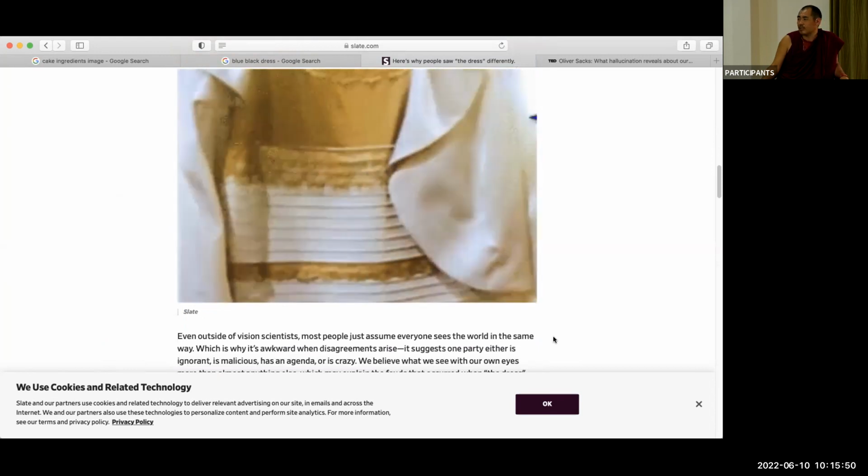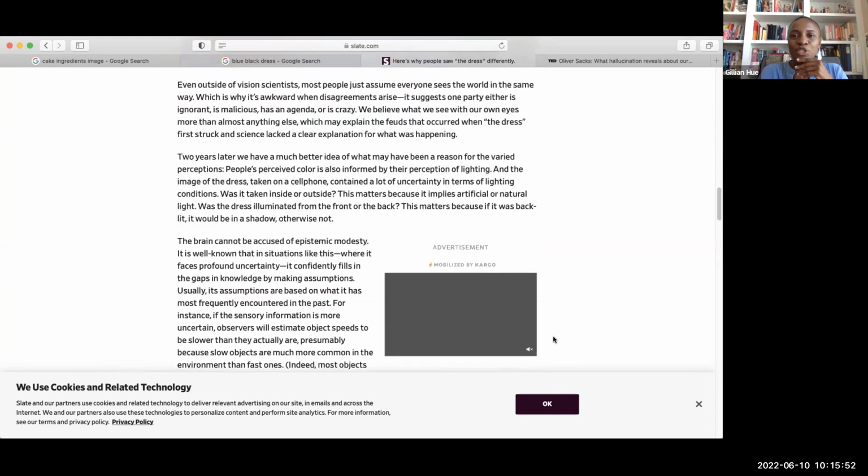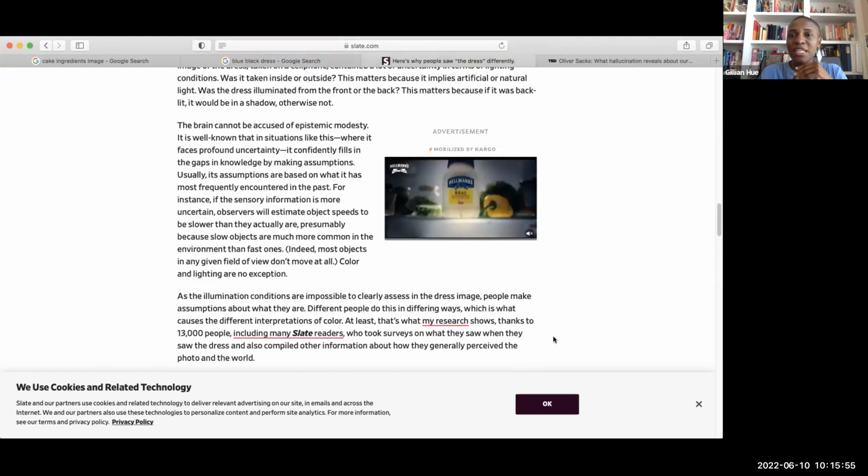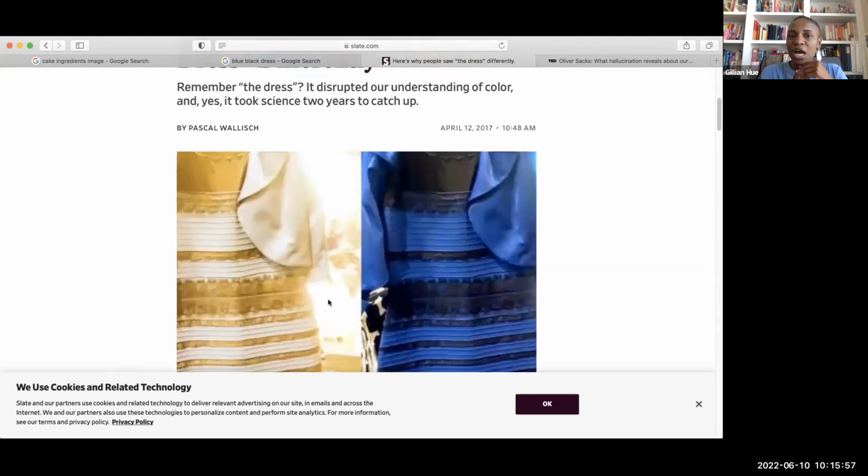Many of them are not aware of it. Okay, so this was very popular because when this image just came out, a lot of people couldn't tell if the dress was white and gold or if it was blue and black.